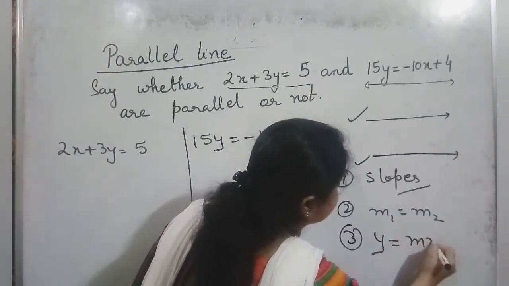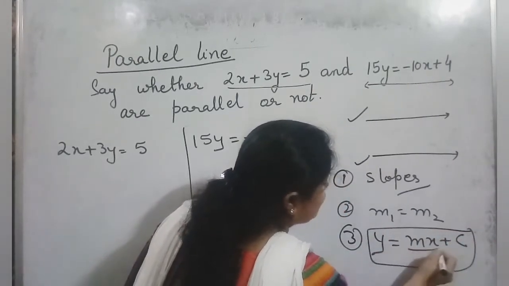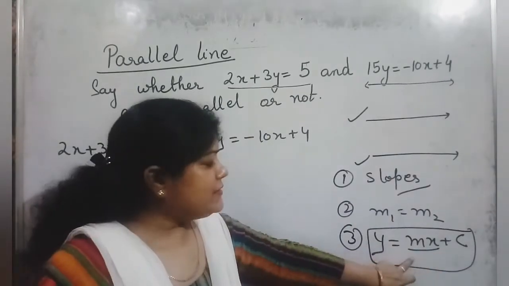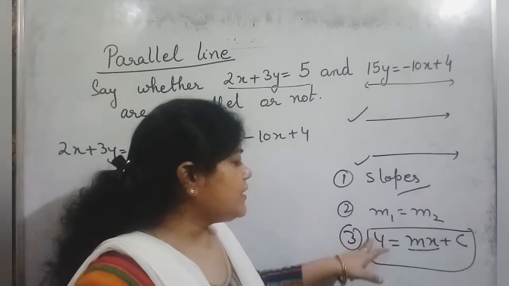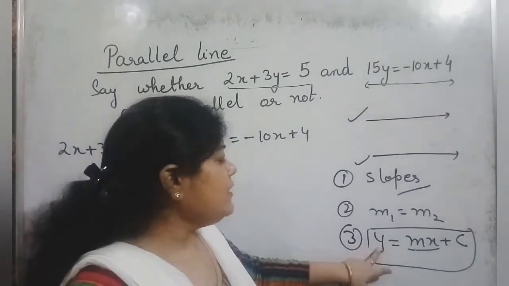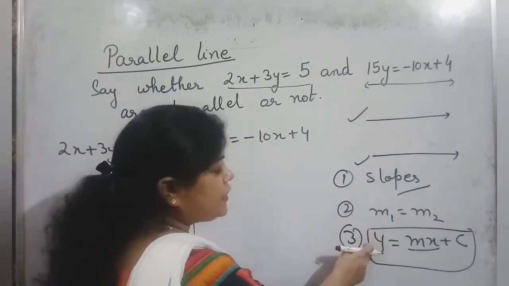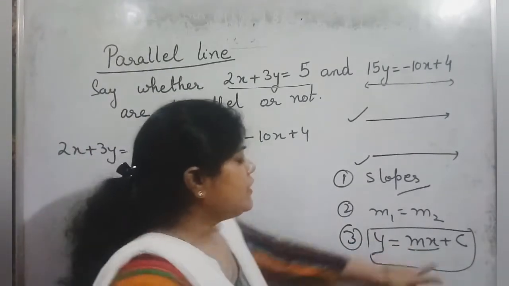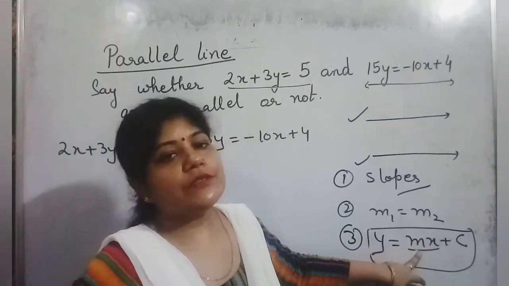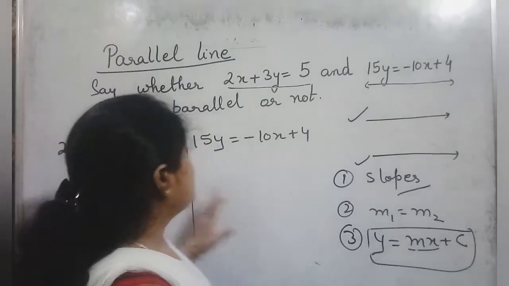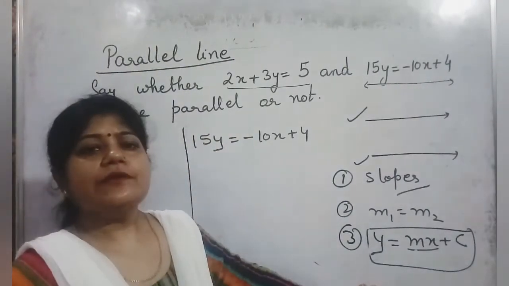Y is equal to mx plus c, and from here the coefficient of x is termed as the slope, and in the case of y we take the coefficient as 1. One thing we must be careful about: for y we have coefficient 1, and the coefficient beside the x is the value of the slope for that equation. Now we transform these two equations into the slope intercept form.